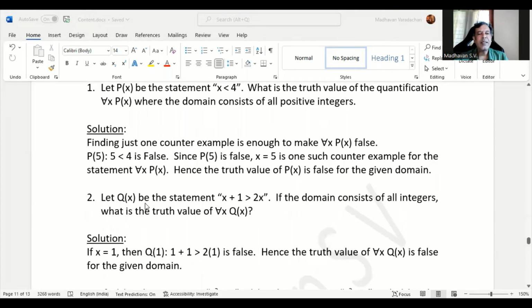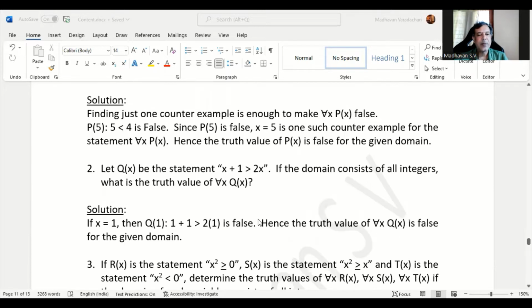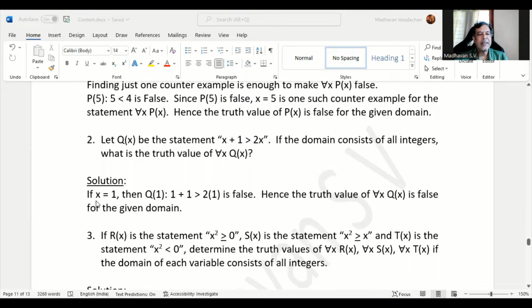Let Q of x be the statement x plus 1 greater than 2x. If the domain consists of all integers, what is the truth value of for all x Q of x? Now, let us consider x is equal to 1. Then it becomes Q of 1, which is 1 plus 1 greater than 2 into 1. It works out to 2 greater than 2, which is of course false. Hence, the truth value of for all x Q of x is false for the given domain.